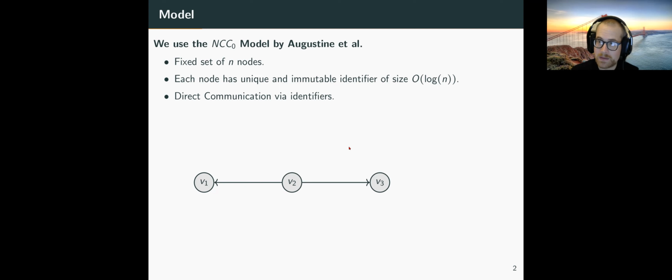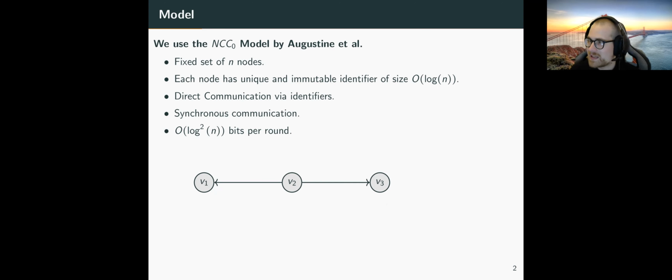Further, to simplify the analysis, we assume that the communication works in synchronous rounds. That means a message sent in round i is received in round i+1. Most importantly, we greatly restrict the number of bits that a node can send in a given round. In particular, a node can only send O(log² n) bits per round. So the idea is that it can only communicate with very few other nodes and can send only very small messages to these nodes. For example, what is possible in this model is to send these identifiers around.